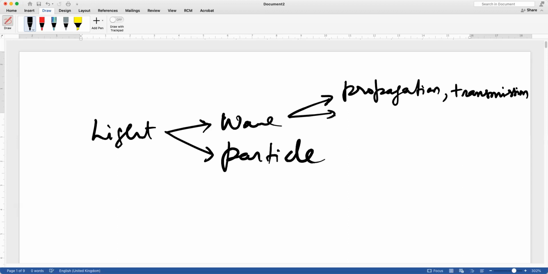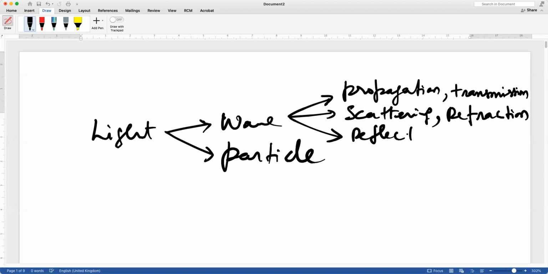The next one: when it propagates, it may hit a surface. If the surface is very rough, then it goes through scattering. Scattering is also a wave property. And let's say if it is a transparent one, then it goes through refraction. And if it is not a rough surface, very smooth and very reflective, then we have a reflection.